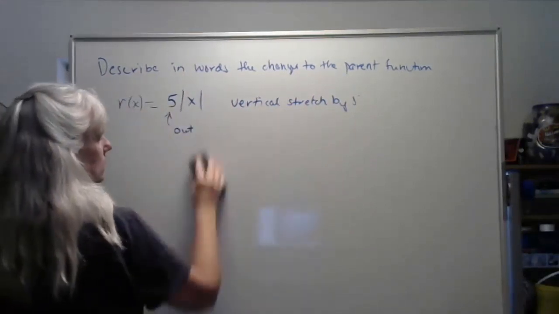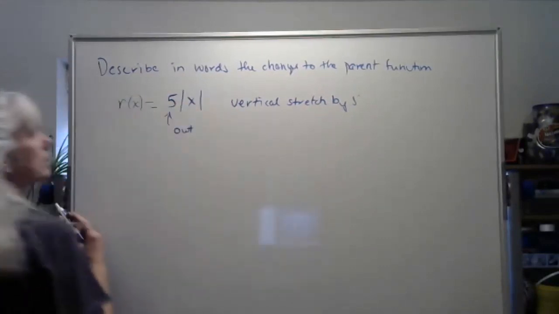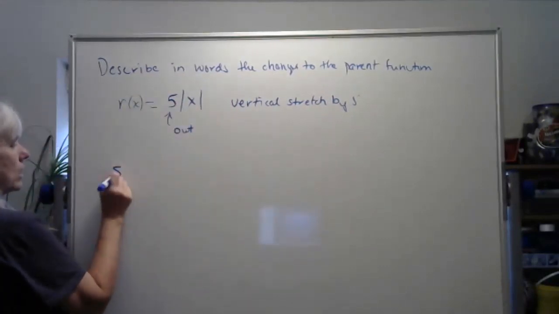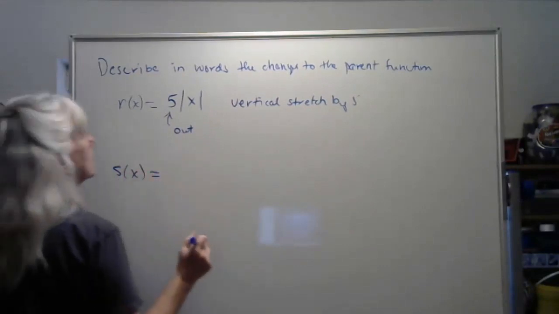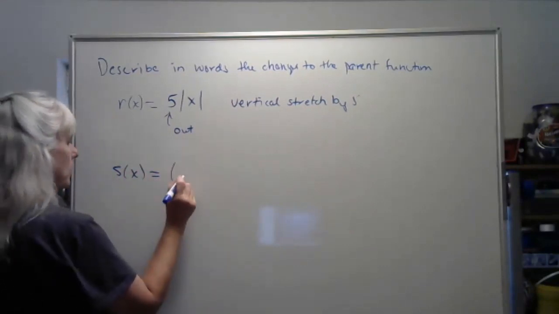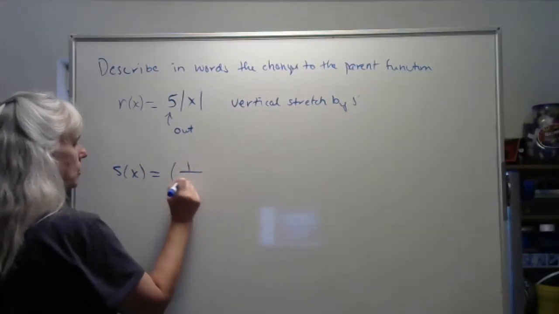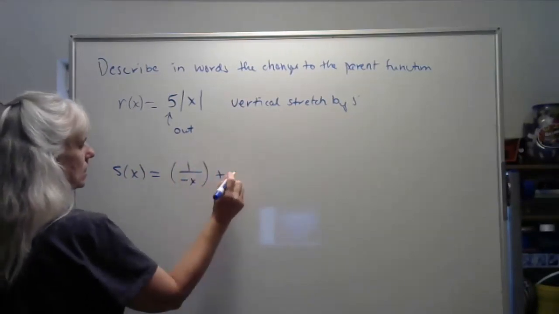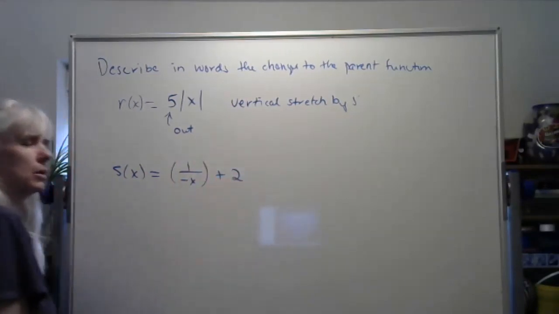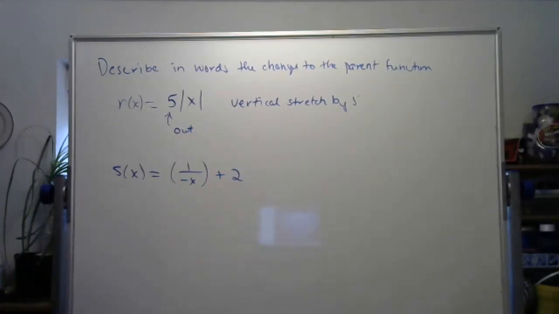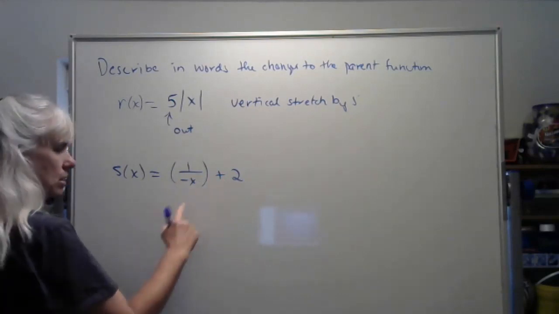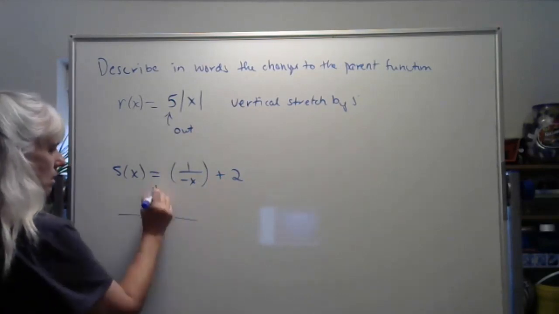Nice. Okay, one more, and I think we're going to call it good for today. So how about, running out of letters, S of x is equal to 1 over negative x, and then plus 2. So 1 over negative x plus 2. And this is just to get that reciprocal function in, because I haven't picked on it at all. So again, that's that bow tie function that looks like this.